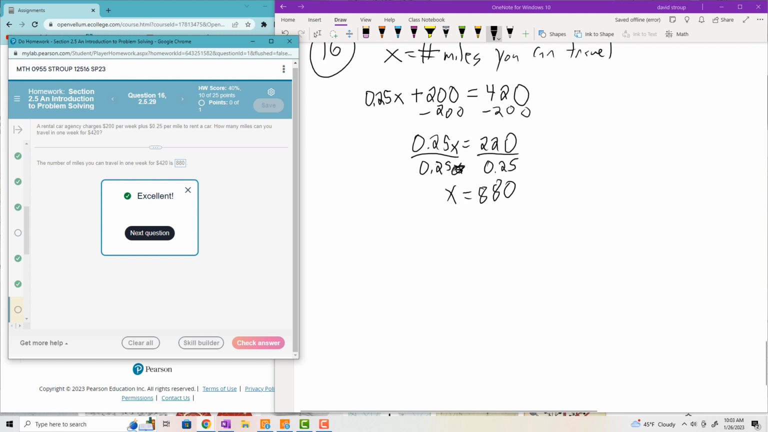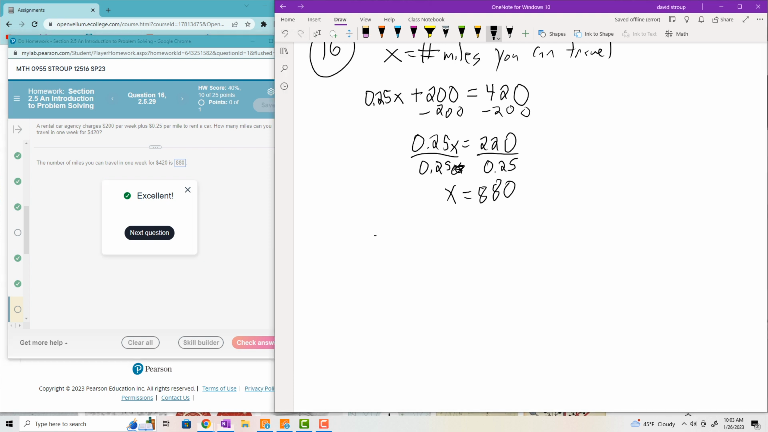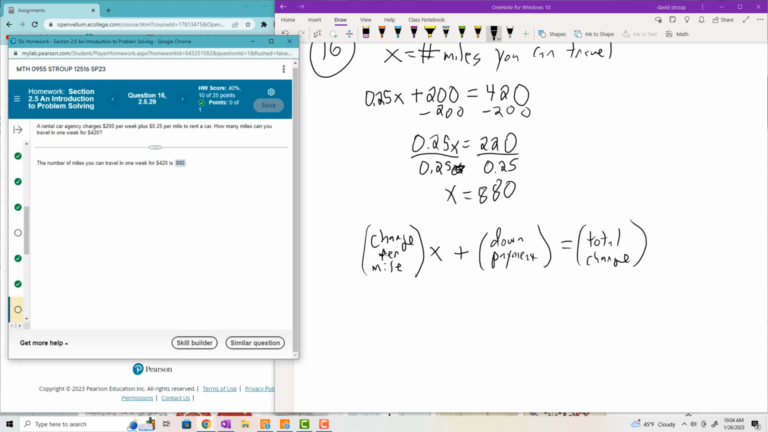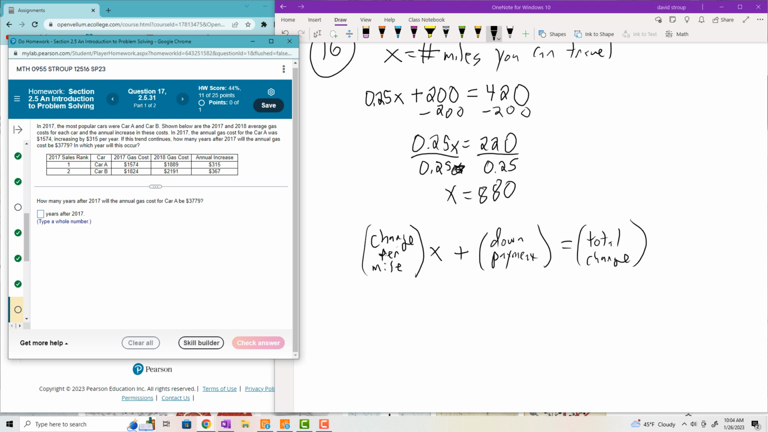So the kind of form for these problems is the charge per mile, so cash per mile times x, plus kind of your down payment, is equal to the total charge. Okay, so if you want to, you can think of these problems in terms of a formula, that formula I just presented there.